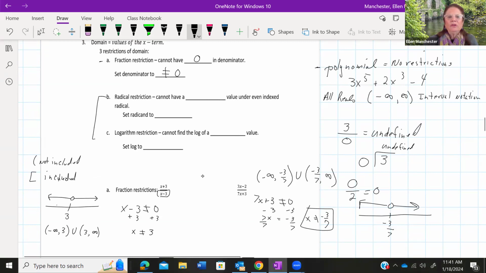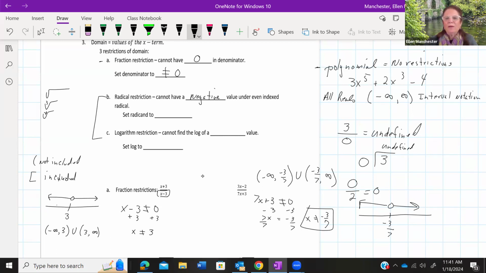Okay, these two are going to be solved exactly the same thing with a radical. So, you know, a radical is a square root, cube root, fourth root, whatever that is. It's those roots that we're looking for. So with a radical, you cannot have a negative value under an even indexed radical.